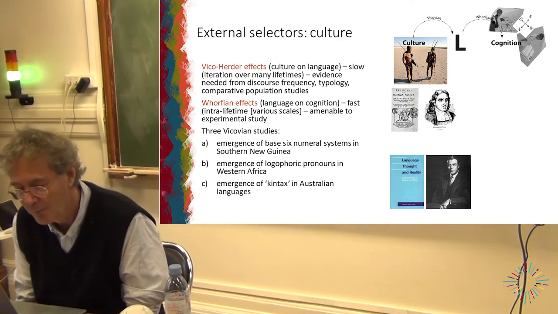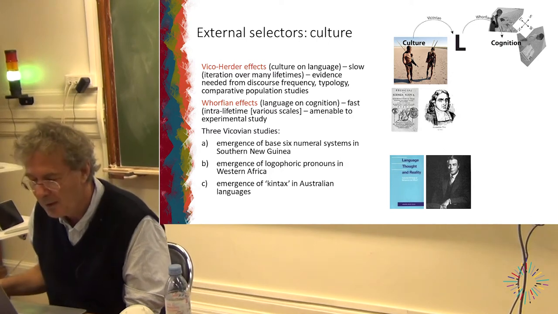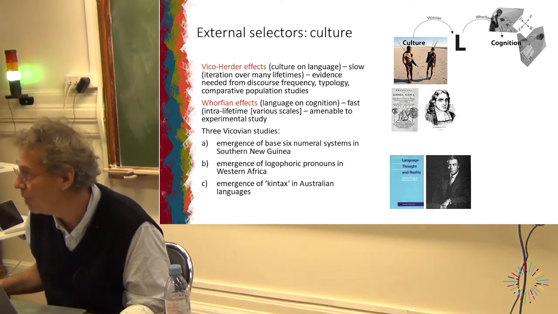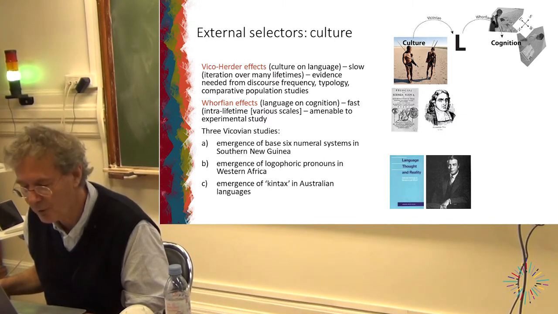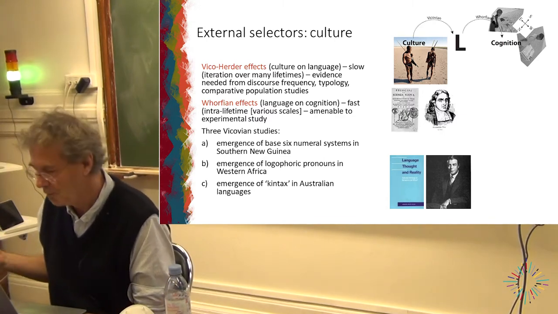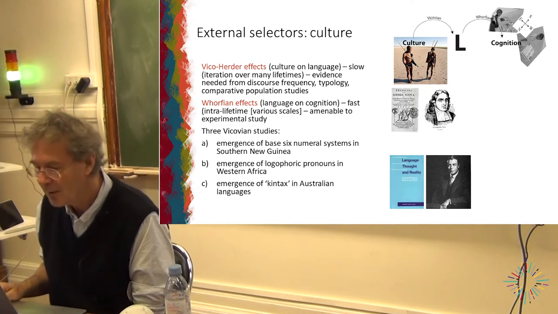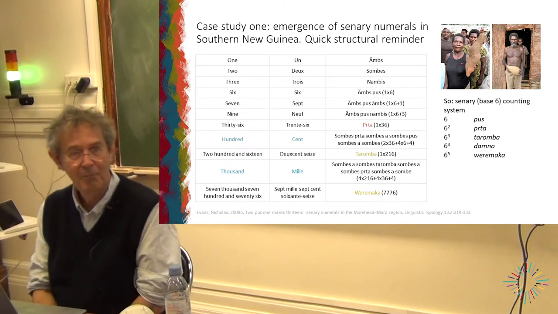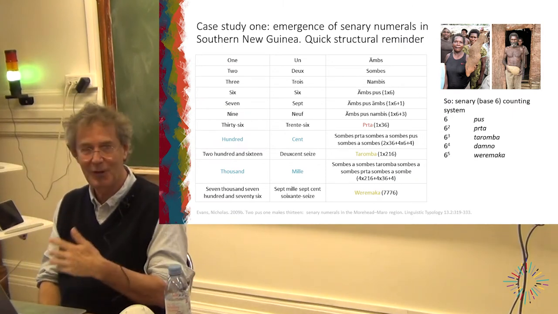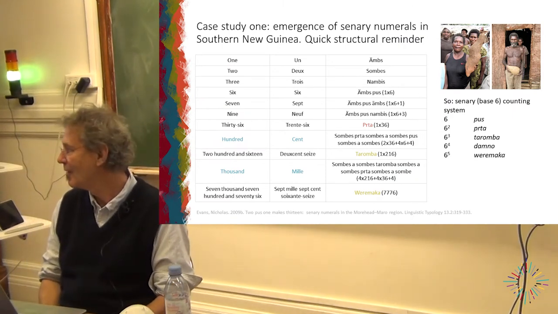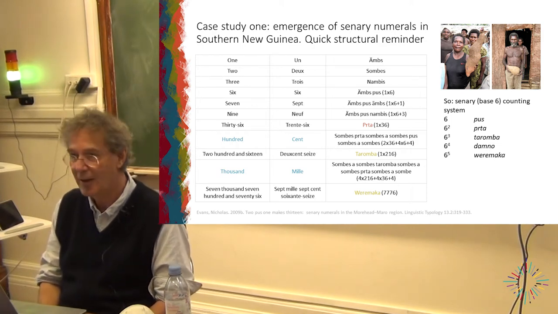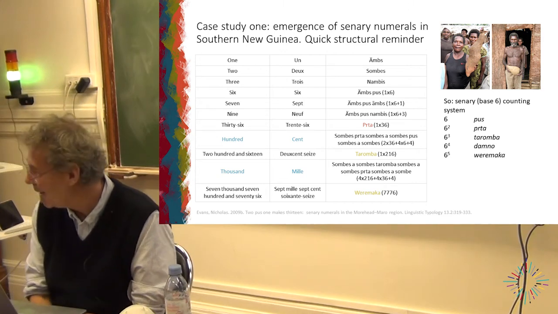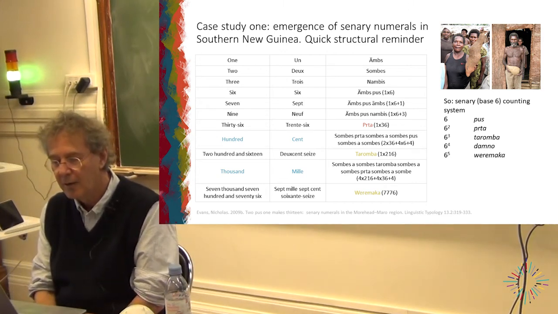One is the emergence of base six numeral systems in southern New Guinea. Second is the emergence of logophoric pronouns in West Africa. And the third is the emergence of what has been called kintax in Australian languages. These base six numeral systems are a bit of a leitmotif. You'll remember I mentioned this in an earlier talk, and I'm also going to mention it again tomorrow, the final connection.